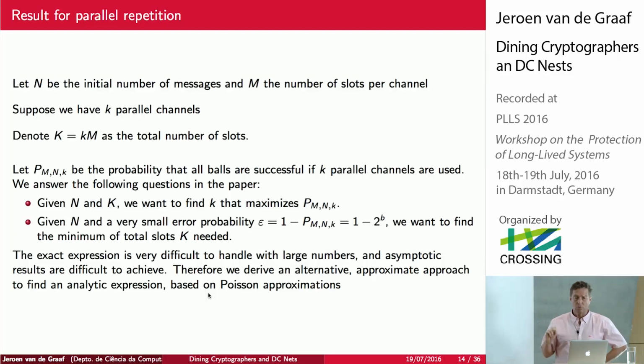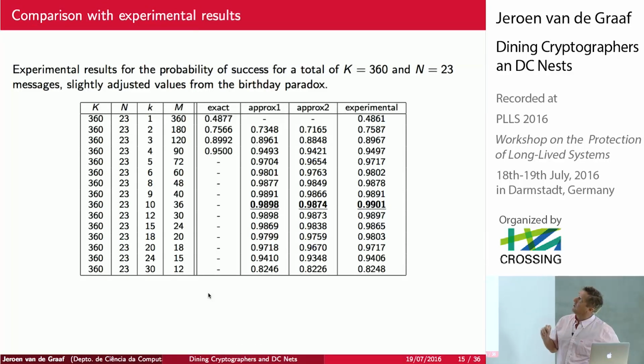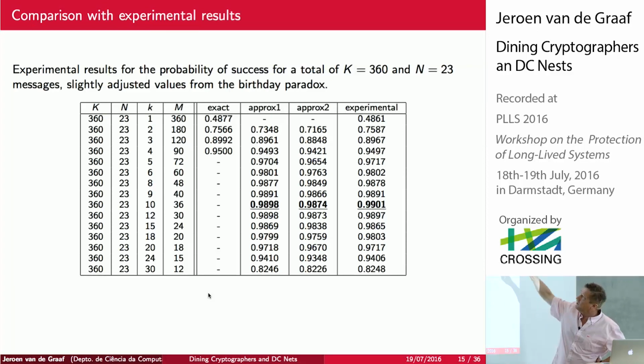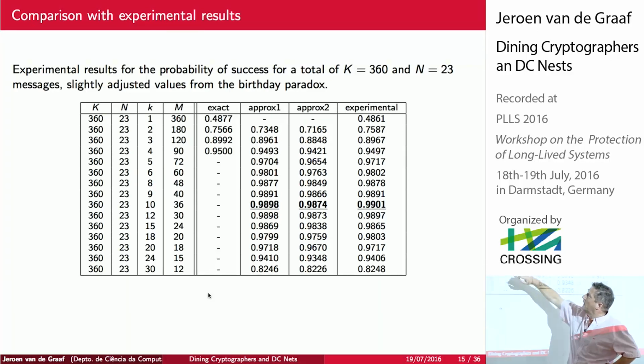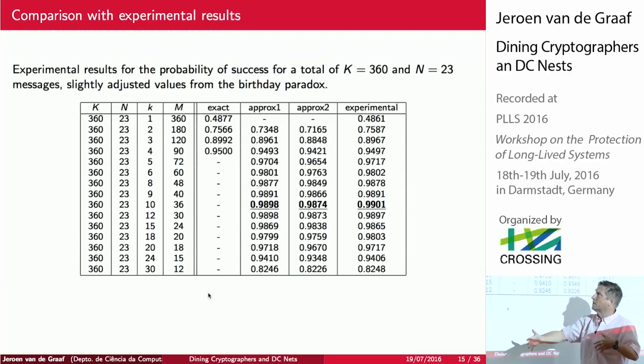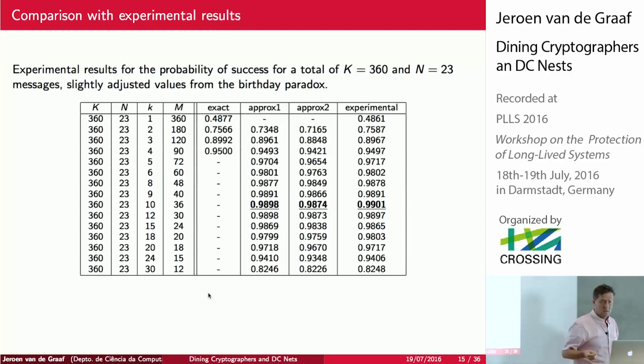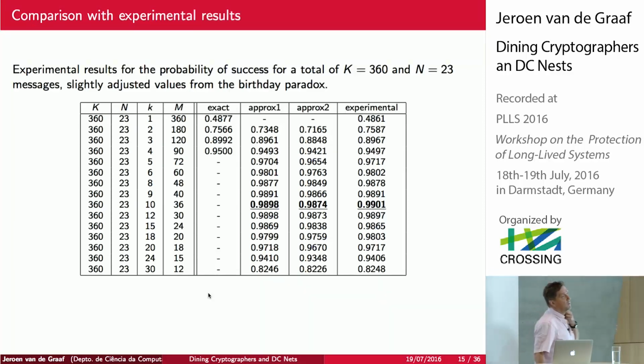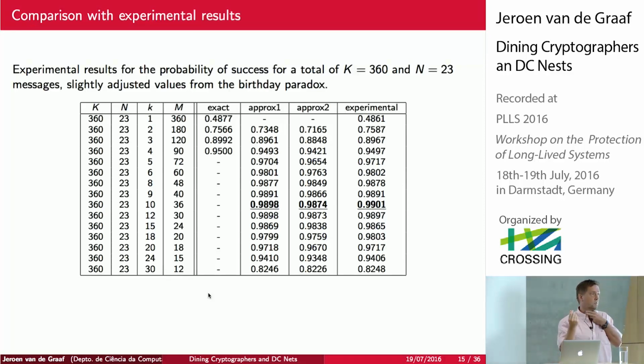What I would like to show you is the birthday paradox. Instead of 365, it's using 360. The first line is the birthday paradox for one parallel channel, so that's the original birthday paradox. And what you see here is that if you have 10 parallel channels, each of size 36, so the overall size is again 360, then you can get to a very high chance that your message will get through. This is just to get a feeling of what this approach can give us.